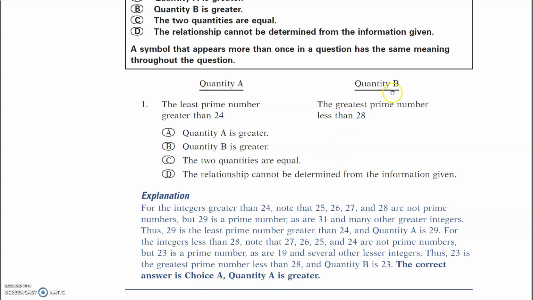So now we are comparing. That means quantity B is 23 and quantity A is 29. So which one among the two is greater? Obviously it is A. So option A is the correct answer. As you can see, the correct answer is choice A.